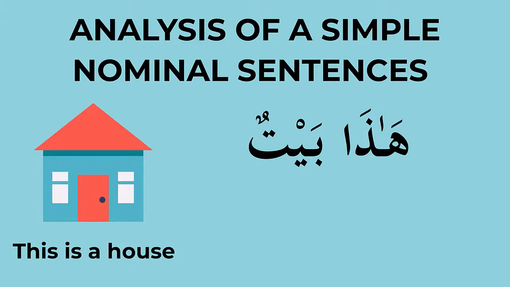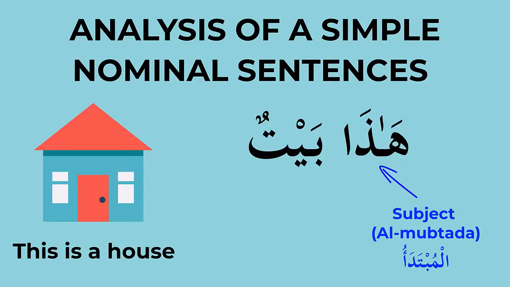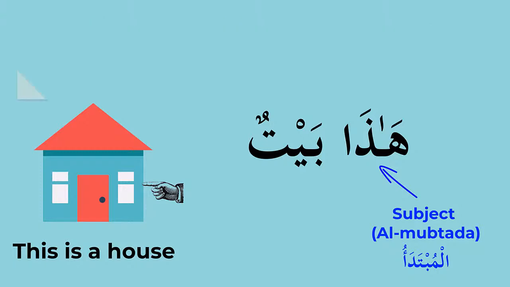Okay. So when you say Hada baytun, where is mubtada? Hada is your mubtada. And remember, it is definite. Because when you say hada, you are pointing out something particular. So it is definite. In fact, let me tell you a rule.